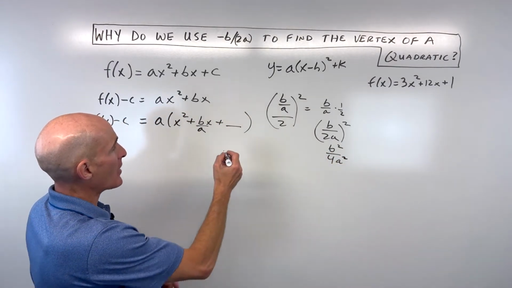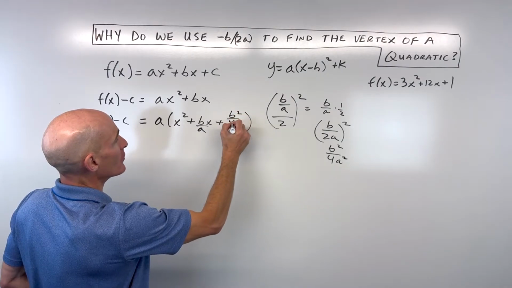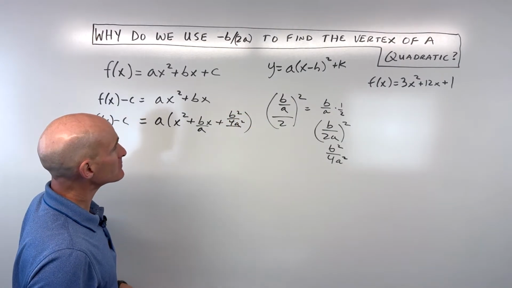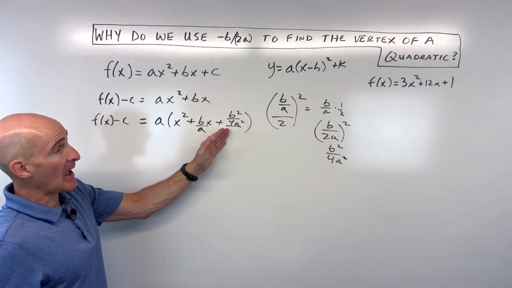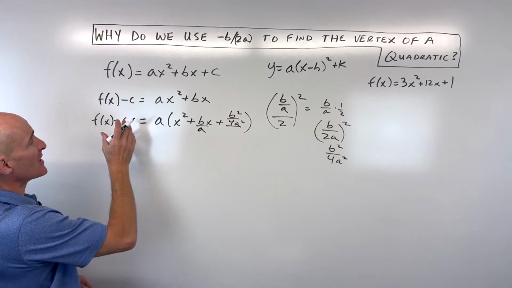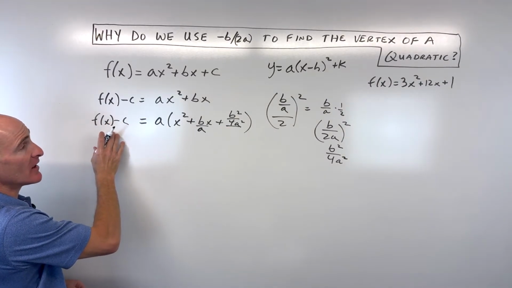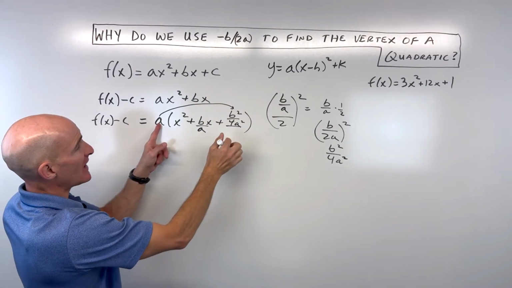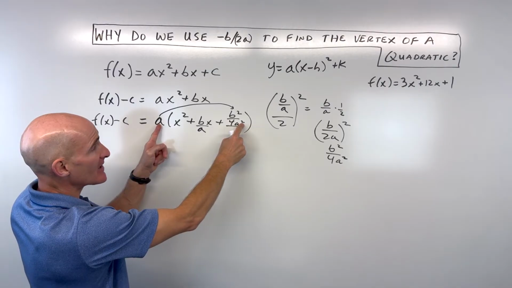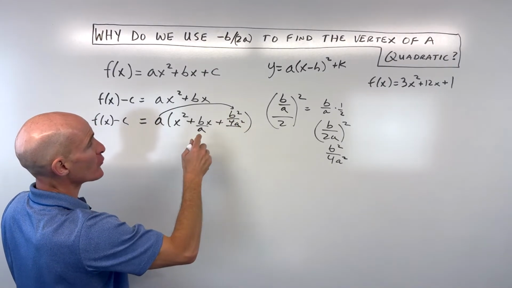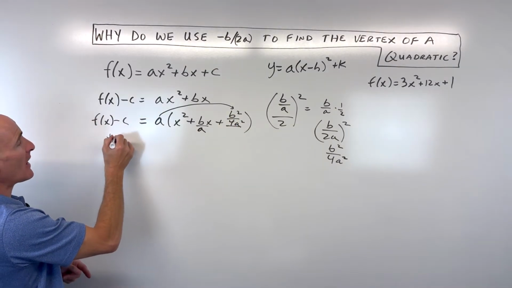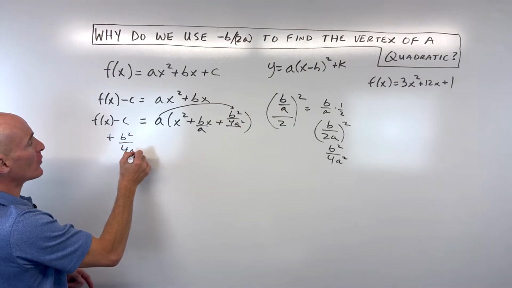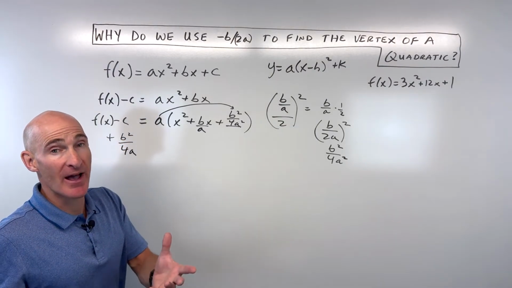So what I'm going to do is add right here b squared over 4a squared. But if I add this out of thin air to the right side of the equation, I have to counterbalance it by adding to the left. But notice that it's being multiplied by a. So this a and one of these a's in the denominator cancel. So we're really adding b squared over 4a to the right side. We have to add b squared over 4a to the left side to keep the equation balanced.